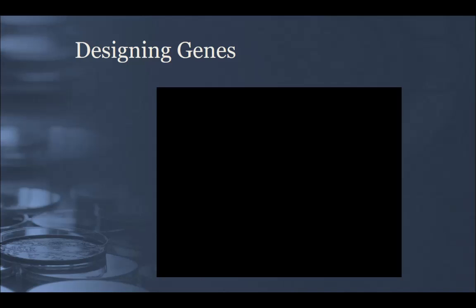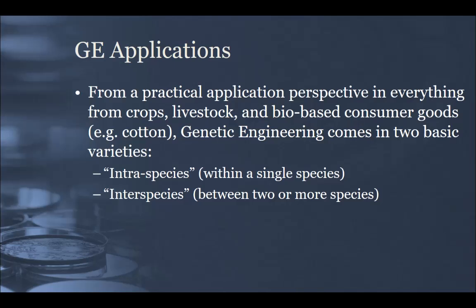Okay, so this is the basics of what we call recombinant DNA technology. And our Edpuzzle will talk more about this in a little bit more detail. But essentially, this leads to one of the key differences in terms of how we use genetic engineering. From a practical application, this could be good in a lot of different fields, from crops to livestock to biologically based consumer goods, things like cotton.